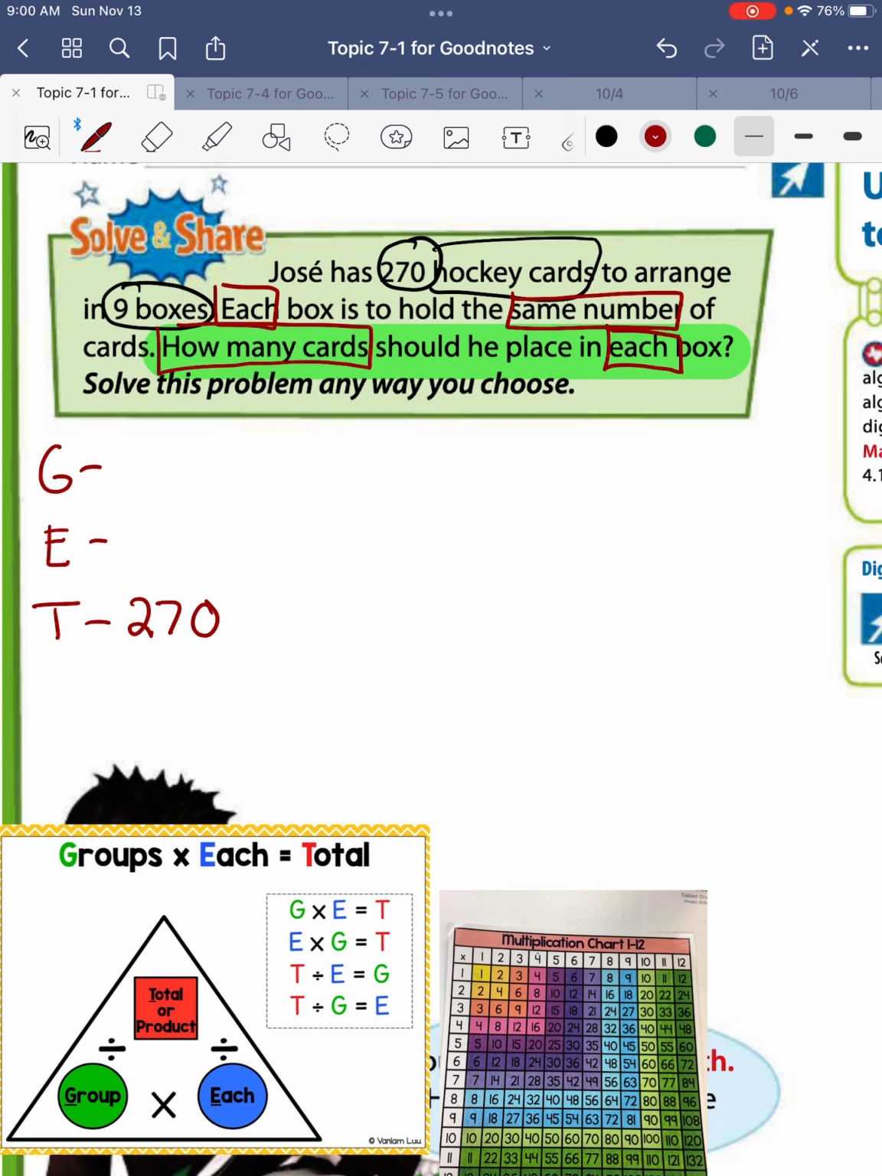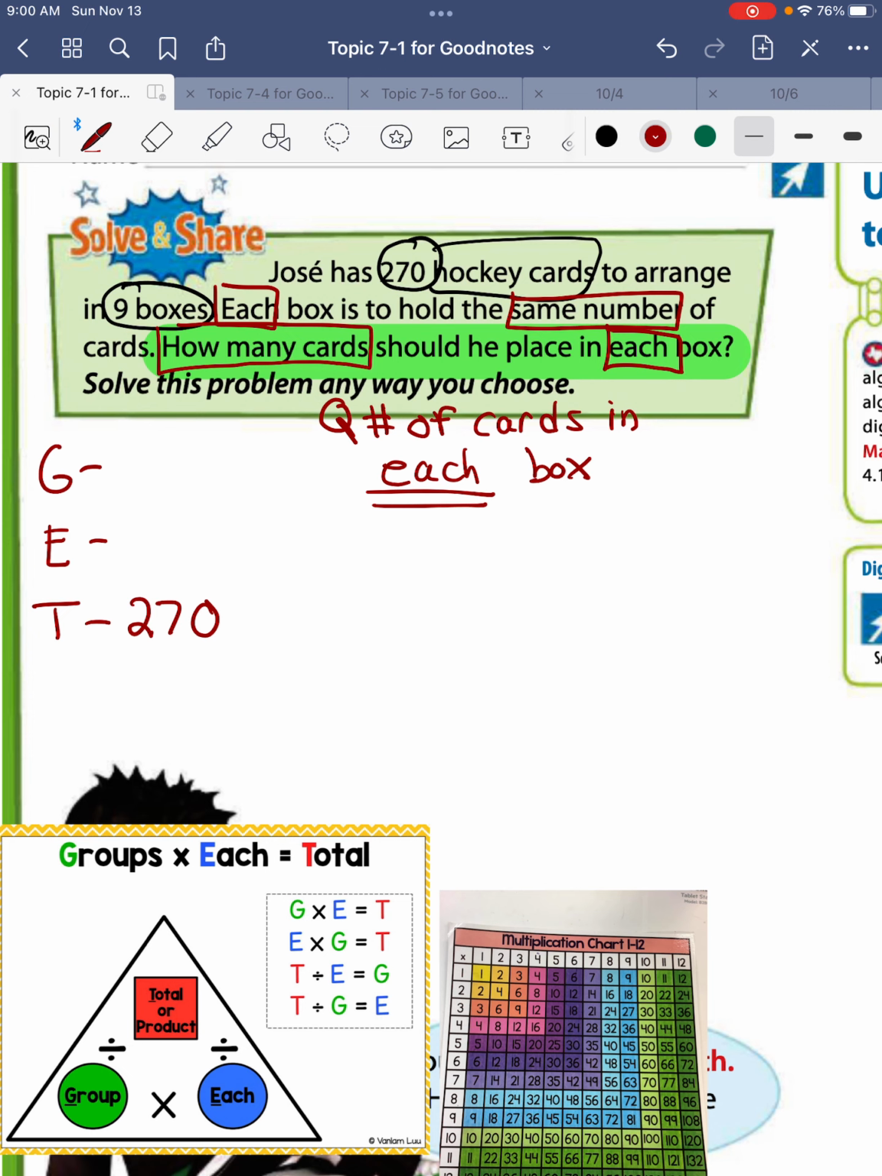And really quick before I forget, the question's asking how many cards should he place in each box. We are going to rewrite that. And we're looking for a number of cards in each box. And I'm going to underline this each because that's very important.